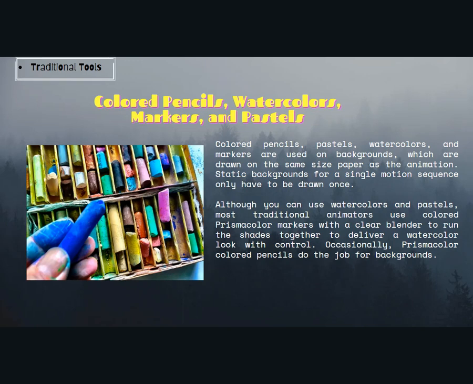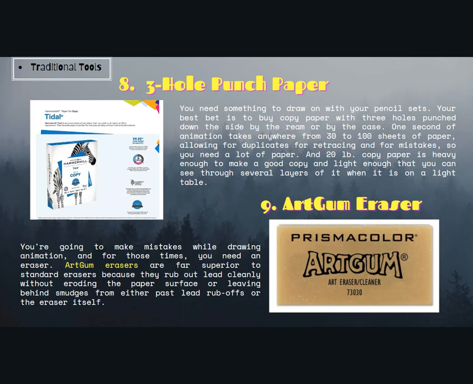Then we have the second to the last, the three-hole punch paper. You need something to draw on in which your pencil sets, so your best bet is to buy copy paper with three holes punched down the side by the rim. One second of animation takes anywhere from 30 to 100 sheets of paper, allowing for duplicates, for retracing, and for mistakes. So you need a lot of paper, and 20-pound copy paper is heavy enough to make a good copy, yet light enough that you can see through several layers of it when it is on the light table.